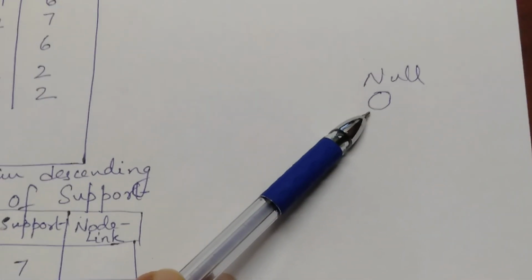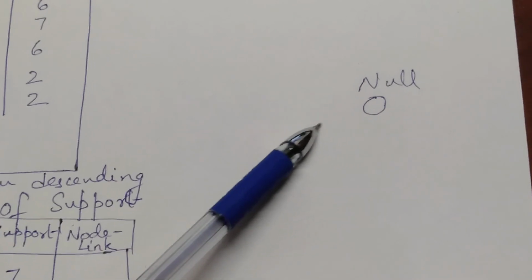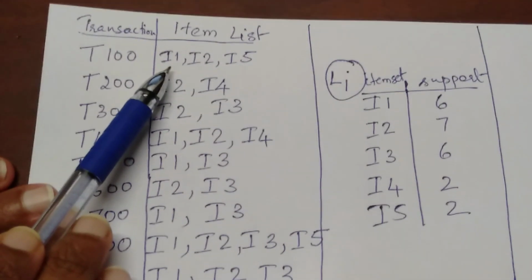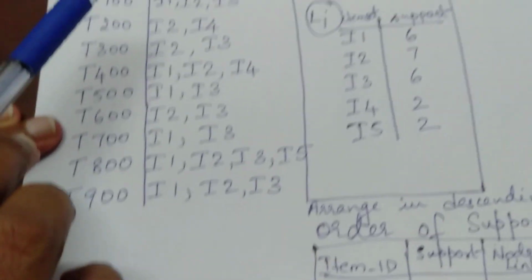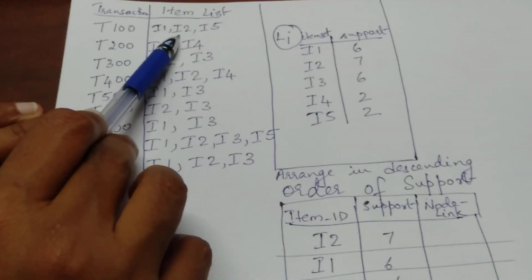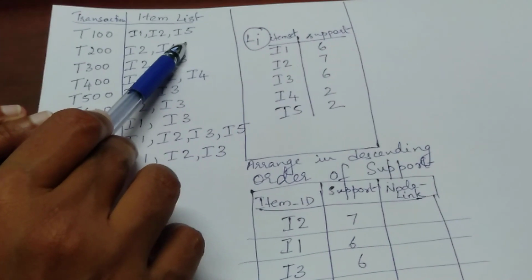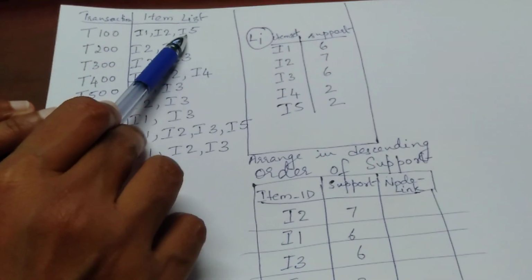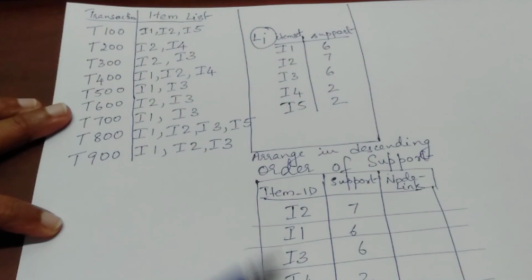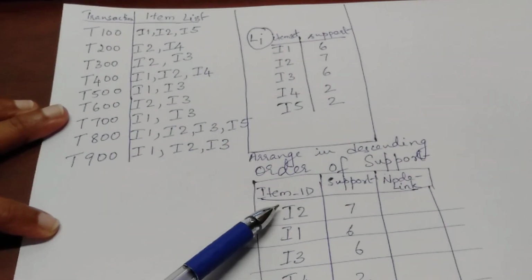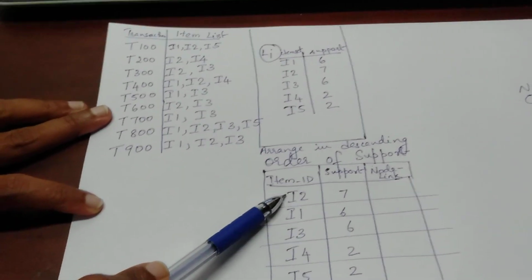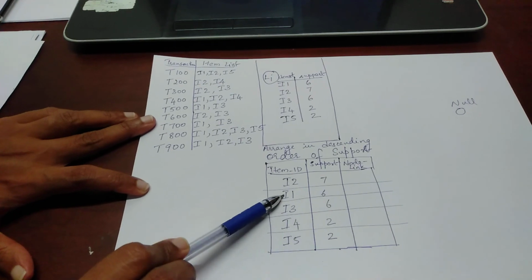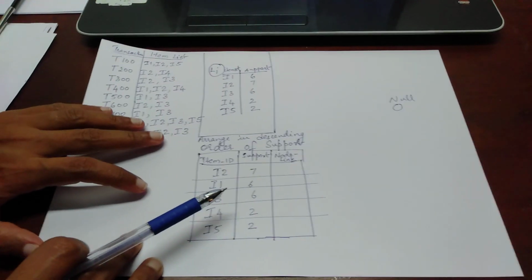For this, we will look at one transaction at a time, and the support will also be available in this tree itself. So the first set is I1, I2, I5. So I'm going to draw I1, I2, I5, but according to this order, it will not be I1, I2, I5. I2 has got the highest frequency, so I will be drawing it as I2, I1, I5. So look how the tree is going to come.